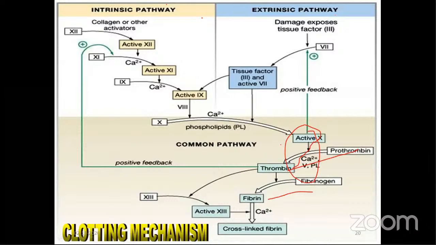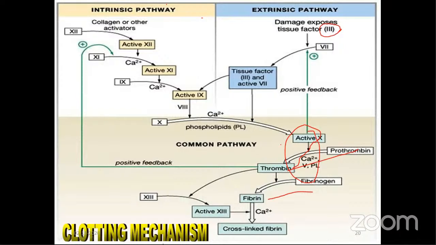This pathway is initiated whenever there is tissue damage and the membranes, phospholipids, etc. are exposed, and a factor is released. This factor is called factor number 3, or tissue factor, or thromboplastin. What it does is activate factor number 7. So tissue factor 3 and activated factor number 7 together are responsible for activating factor number 10. Now this activated factor number 10 will combine with factor number 5 in the presence of calcium and PL, where PL stands for phospholipids, and convert prothrombin to thrombin.